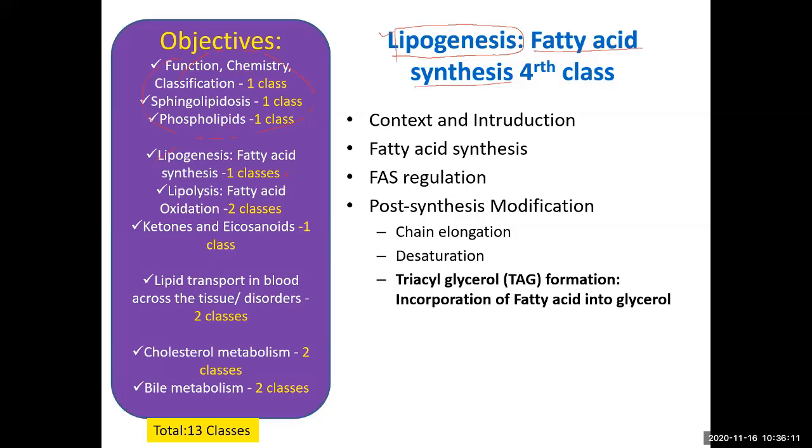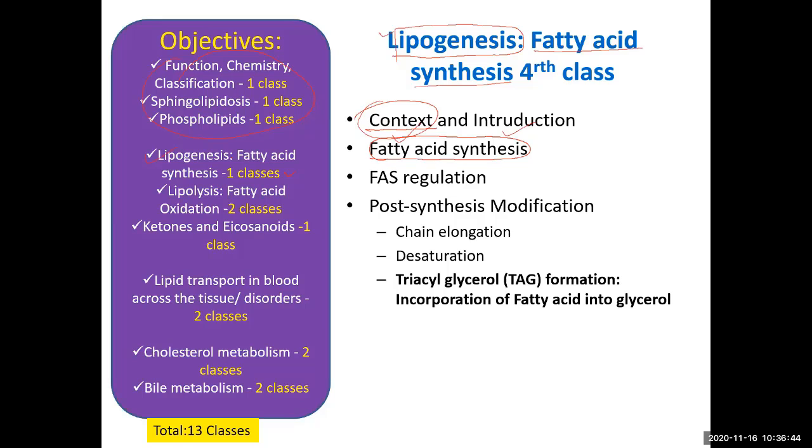In this, we are going to talk about context and introduction. What is the context in which lipid synthesis happens? If you read a text without context, it is useless. That is why we need a context to study a text. So we will talk about context, then a general introduction, and then we will go into the detail of fatty acid synthesis.